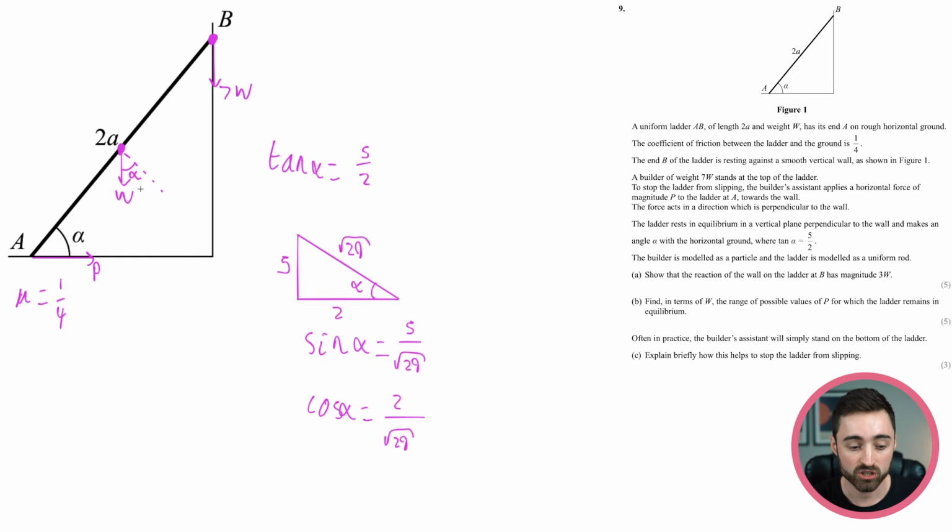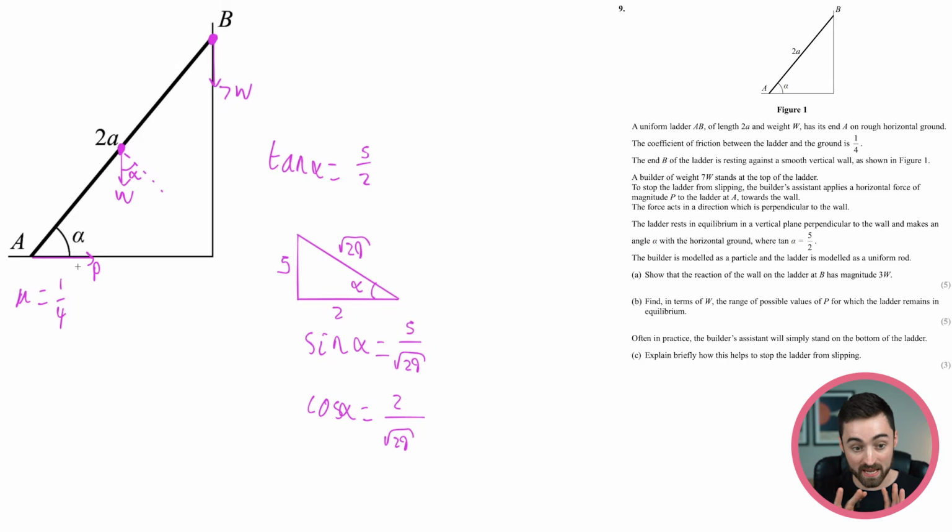I think there is. So the first thing we know is that there's friction at A, isn't there? What direction is friction going to act in? Well, think about it. The ladder is wanting to kind of fall this way and send our mate over here to hospital, isn't it? So the friction is going to want to oppose that, just as his assistant is opposing it, right? Or her assistant, we don't know.